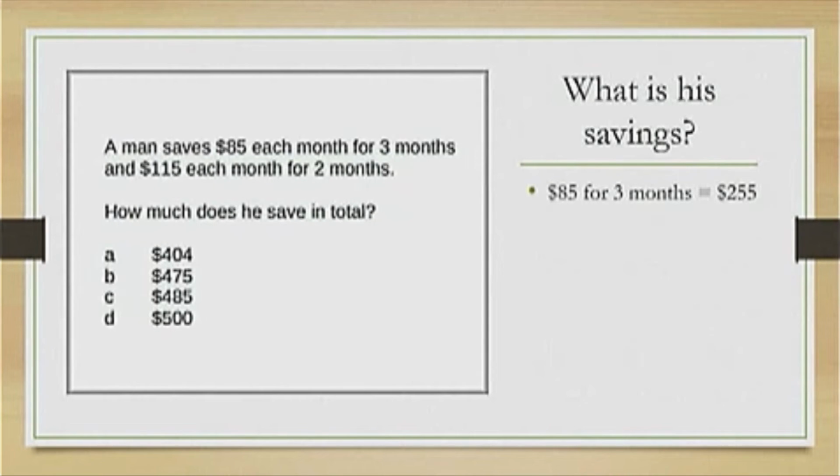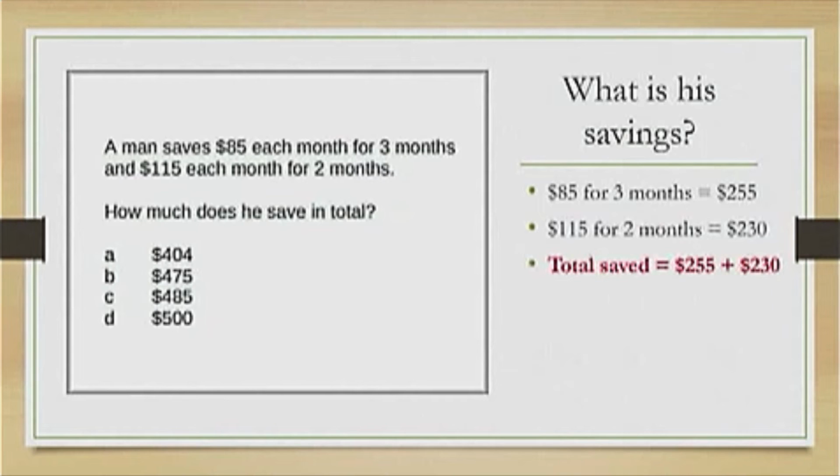But is that all that he was doing? No. He also saved $115 for 2 months. So you can choose to add those or multiply 115 by 2. Your answer would be 230. Now they ask you for total. That means you're going to have to combine everything. So 255 plus 230, that would give us $485. So this man would have saved $485 for those months that he was saving.